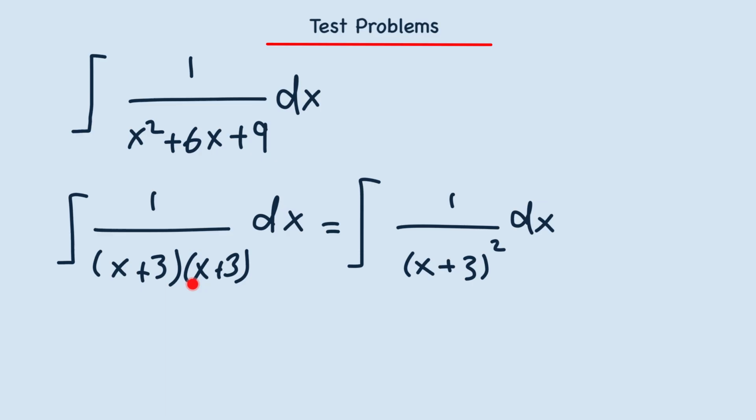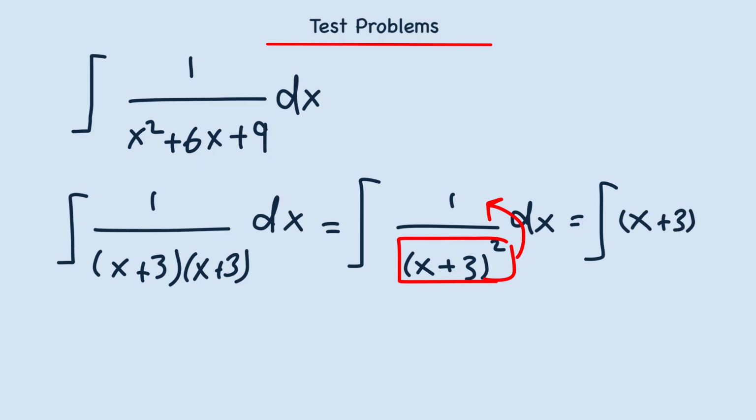I did not do anything basically. I did not change anything. I just combined these two parentheses and replaced them with the exponent. Okay, I hope I made it clear for you guys. Next, I will take this part and I will take it up, so it will be easy for us to integrate. So it will be like this. Integral of (x plus 3) to the power negative 2 dx.